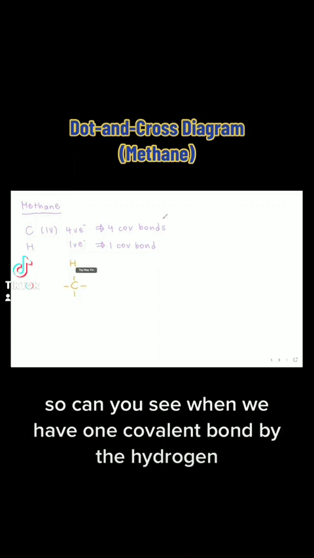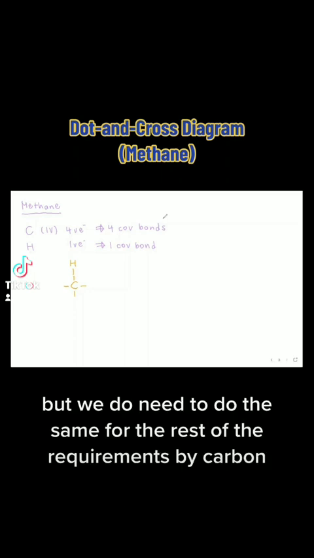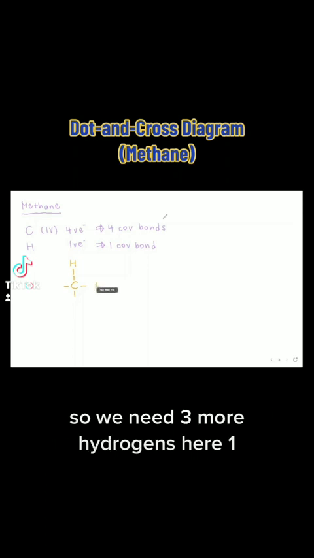So can you see when we have 1 covalent bond, the hydrogen is already happy? It's stable. But we do need to do the same for the rest of the requirements by carbon. So we need 3 more hydrogens here: 1, 2, and 3. Like that. Can you see that?